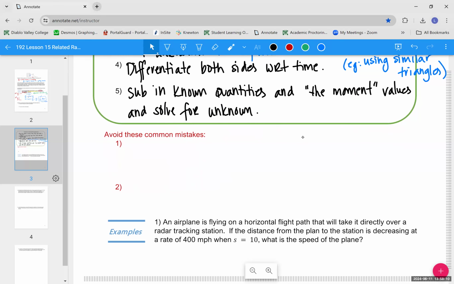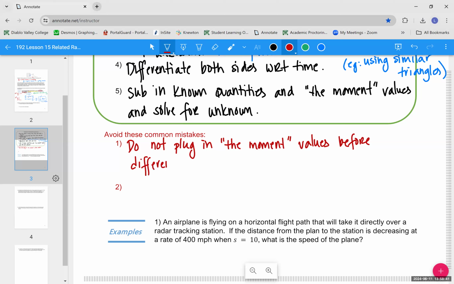So one thing I want you to do, or two things, I guess, is avoid these very common mistakes that are made. So the first one is plugging in the values too soon. Do not plug in the moment values before differentiating. Those come in at the very end because it's talking about a derivative at this moment. So you have to get the derivative first before you can plug in.